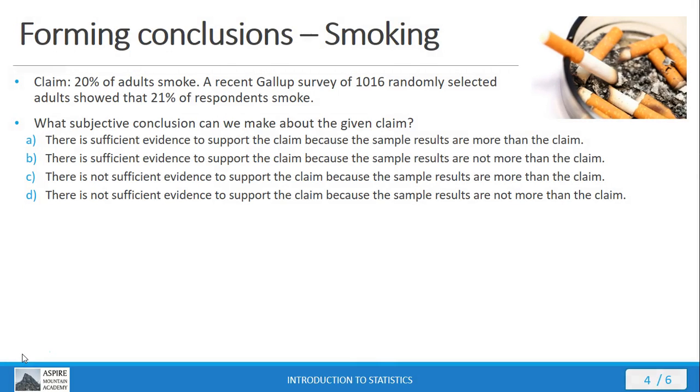Let's look at another example. We've looked at this sample, this instance, before. 20% of adults smoke is the claim, and there's a recent Gallup survey that says 21% of 1,016 randomly selected adults are smoking. So what subjective conclusion can we make about this given claim?